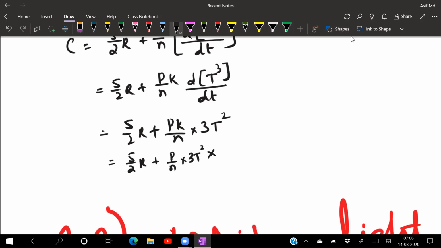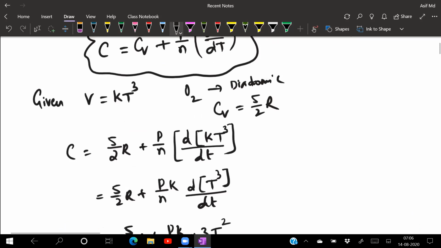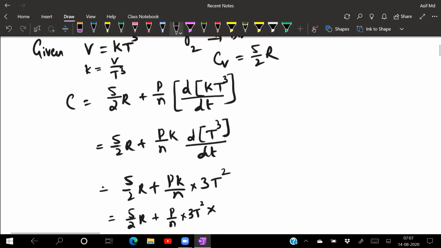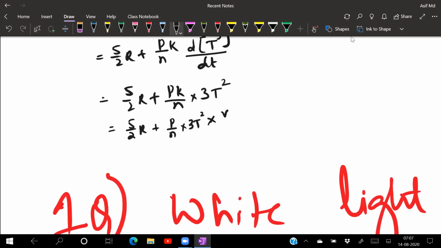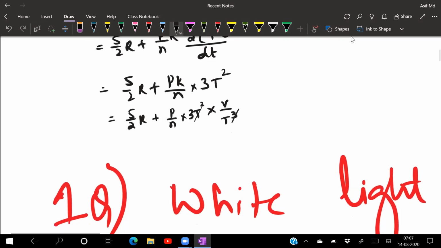How do you write the value of K, beta? From this equation, K is equal to V by T cube. Can I write like that? So that becomes V by T cube. This T square and this T cube will get cancelled, isn't it? So ultimately, what I'm getting is 5R by 2 plus 3PV divided by n into T. Can I write like that?